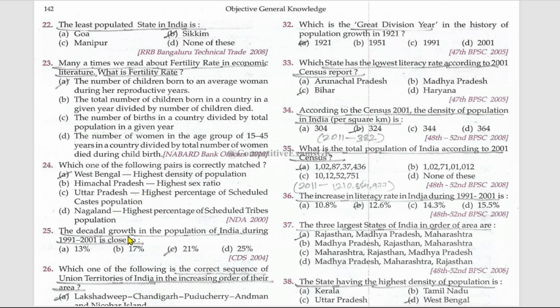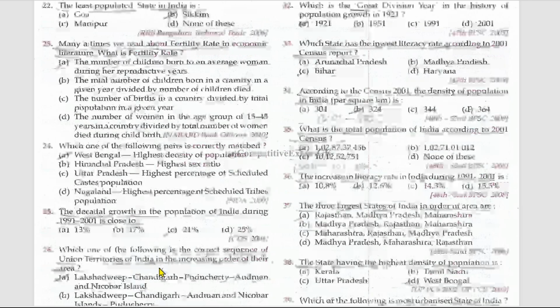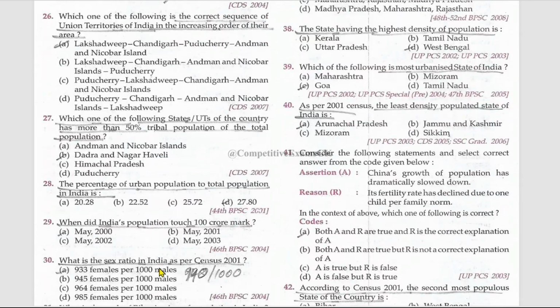The decadal growth in the population of India during 1991 to 2001 is close to 21%. What is the decadal growth of the population from 2001 to 2011? Mention it in the comments. Which one of the following is the correct sequence of UTs in the increasing order of their area? Lakshadweep, then Chandigarh, then Puducherry, then Andaman and Nicobar Islands.